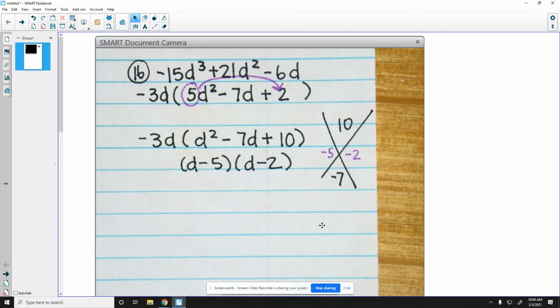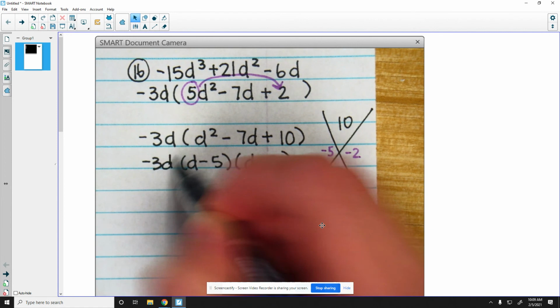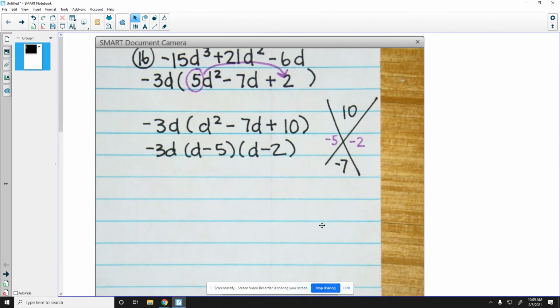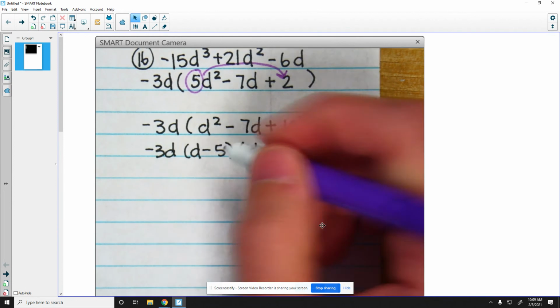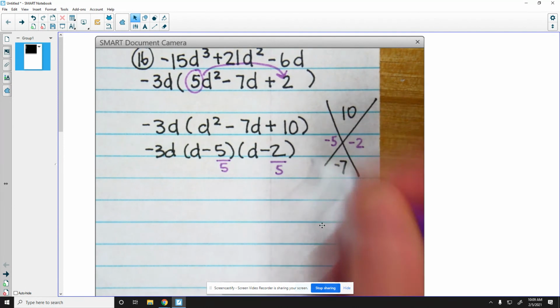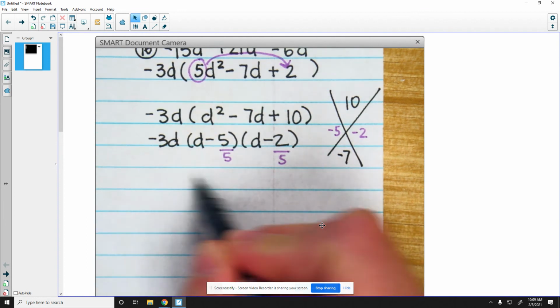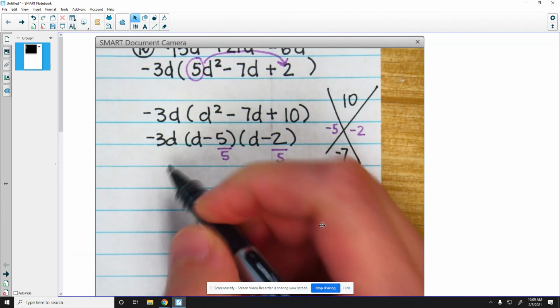What did I forget? -3d. Don't forget, if you take stuff out, you still have to drag it down. Okay, now what? Divide by 5, divide by 5. Okay. Somebody online, do you think you can write down the final answer for us? What does it look like?